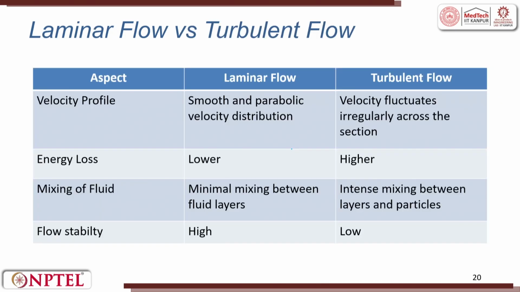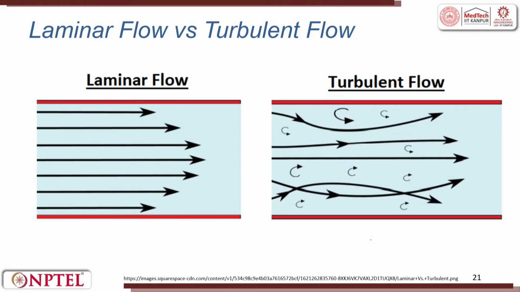So, when we compare laminar flow with turbulent flow: the velocity profile in laminar flow is a smooth, parabolic velocity distribution, and in turbulent flow the velocity profile is irregular across the cross section. The energy losses in laminar flow are low, in turbulent they are very high. Regarding mixing of fluid, minimal mixing between layers happens in laminar; in turbulent, you will have intense mixing. The flow stability is very high in laminar and very low in turbulent. So, this is a typical laminar flow and this is a turbulent flow.